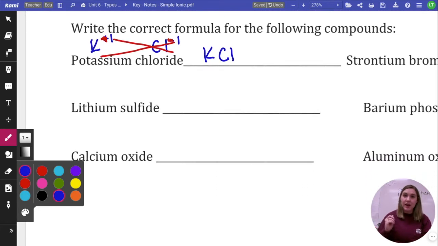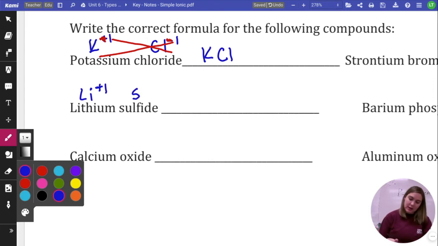So next we have lithium sulfide. Lithium is Li. It's in group 1, so it has a positive 1 charge. Sulfide is sulfur, so that is S. It is in group 16 or group 6A, and so it has a negative 2 charge. So now we're going to swap. The 1 from lithium is going to come down next to the sulfur. 2 from sulfur is going to come down next to lithium.